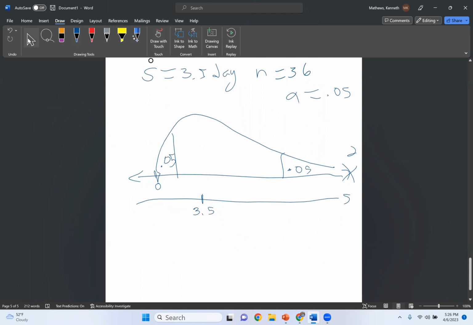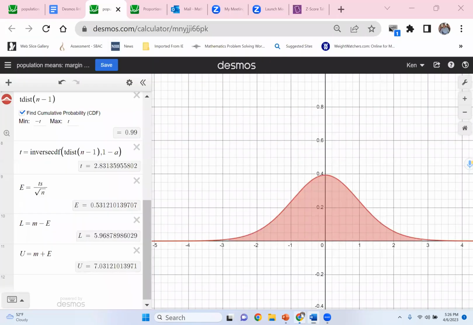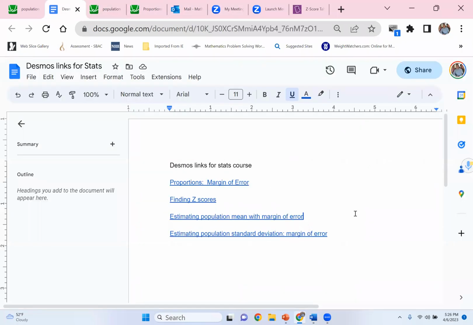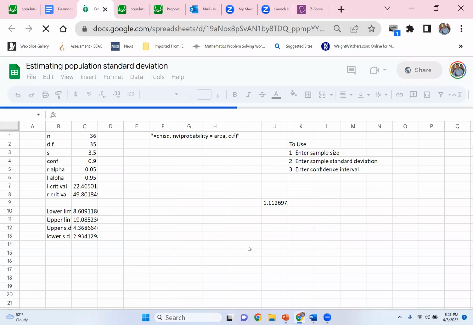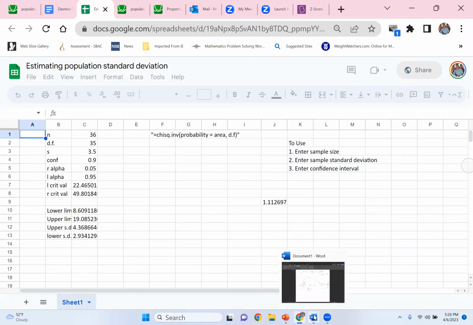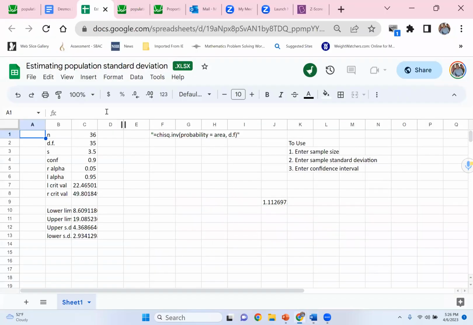All right. So let's go to our documents, find out which one we better use. Now we see that we're estimating the standard deviation, so it doesn't do it on Desmos, so we have to do it on Excel. So our N value is 36. Our standard deviation was 3.5 days. Our confidence interval is 0.9. So the area of our right tail would be 0.05 and our left tail would be 0.95.